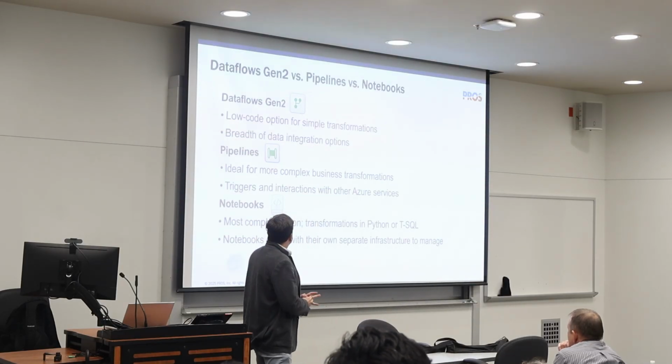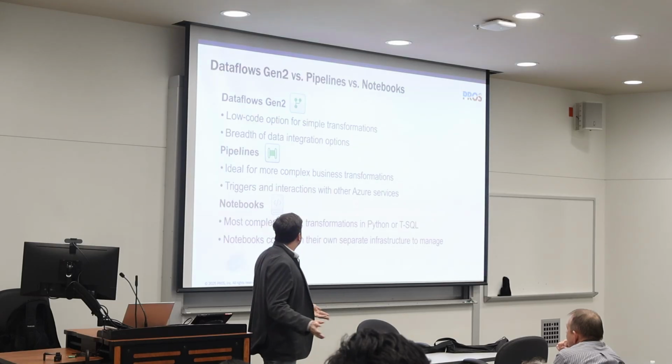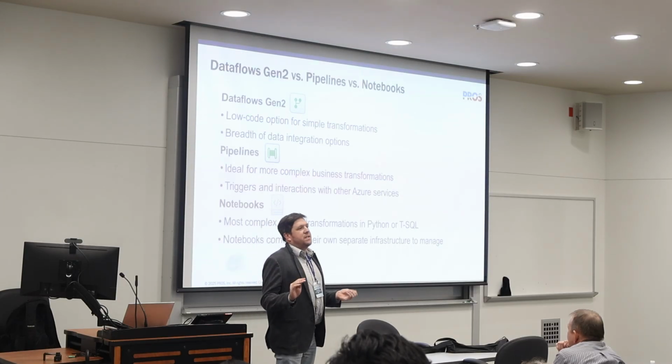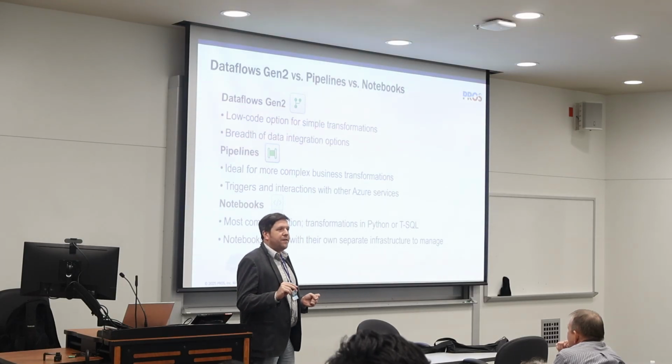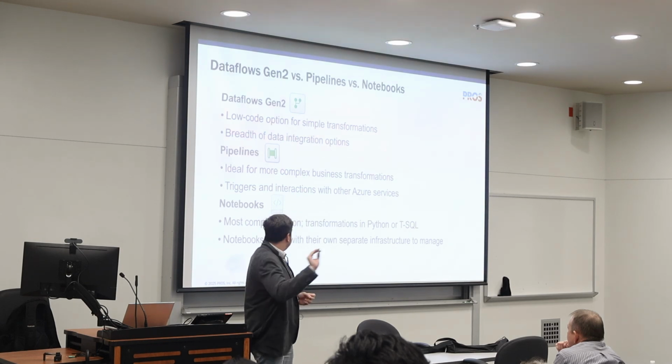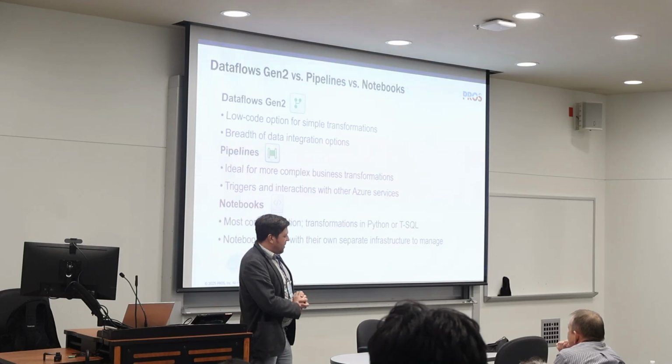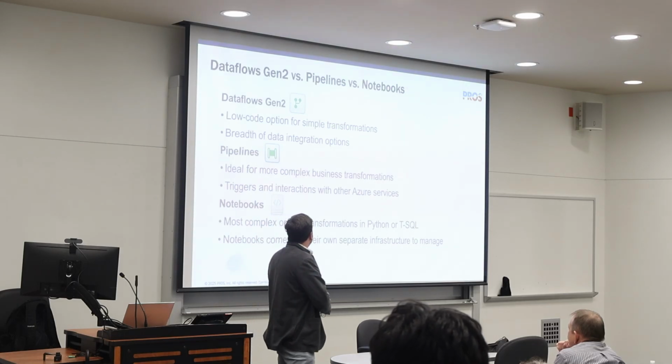So Data Flow Gen 2 is a low-code option for simple transformations, and you've got a pretty large breadth of integration options. ADF has a connector library of 150 connectors or so. Sanjay showed it earlier today, and you still get the advantages of that connector library when you use Data Flow Gen 2.